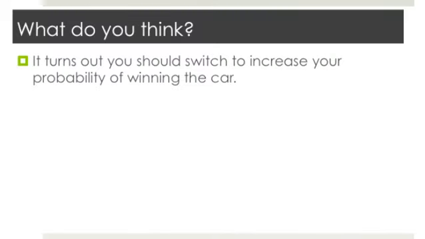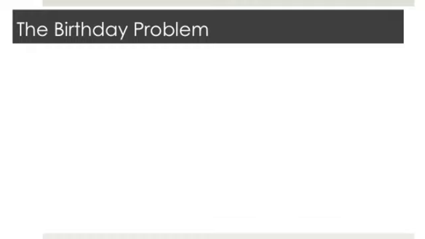So that's our first explanation of why the Let's Make a Deal problem works the way it does. There are others on the web if you are interested in reading about them. The second example of why probability is not intuitive is the birthday problem.